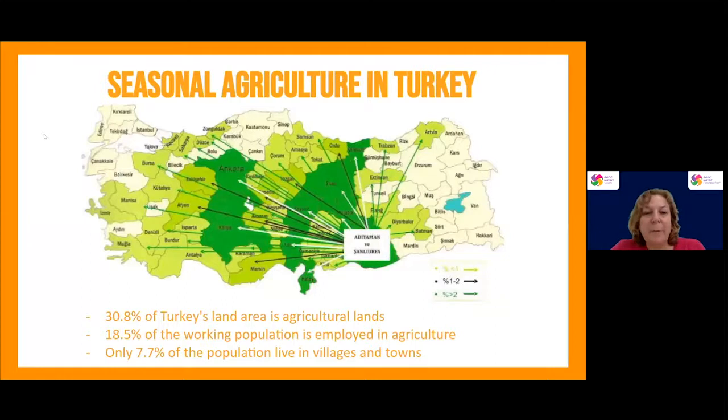As you see on the map of Turkey, about 30% of our lands are agricultural lands, but there are only 6 million people, and most of them are elderly people in rural, agricultural areas. So there is a big need at harvest time to collect the products from the land.